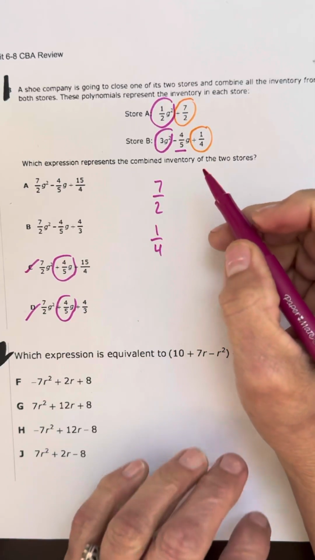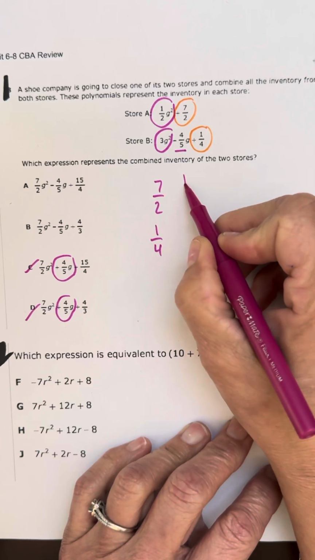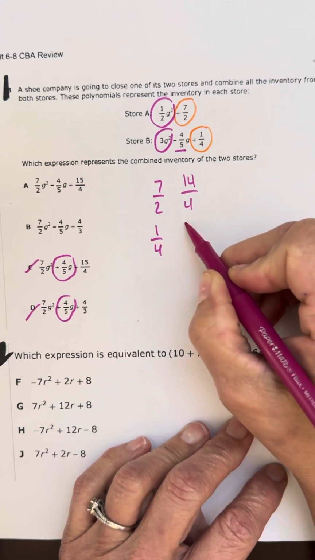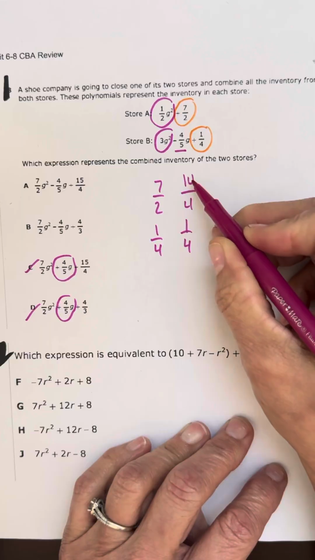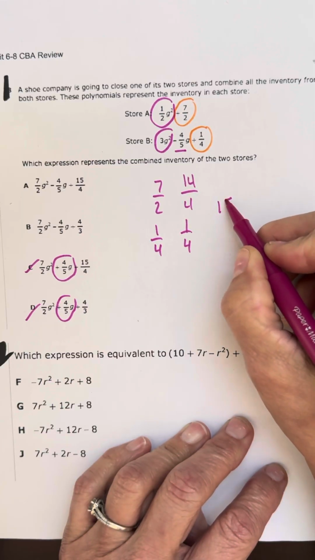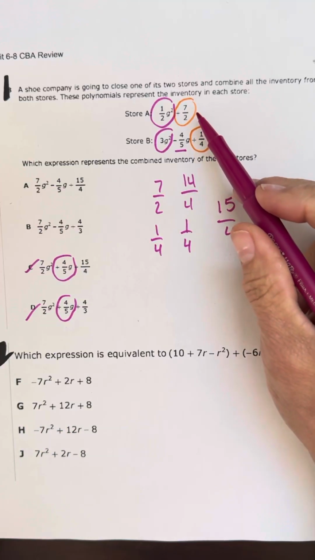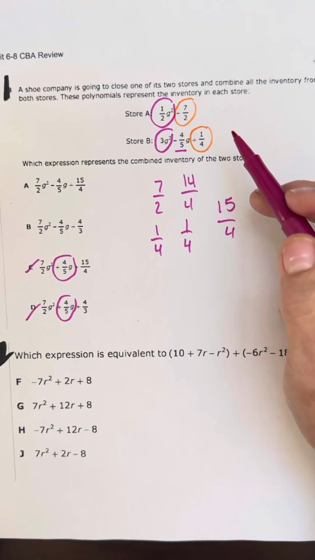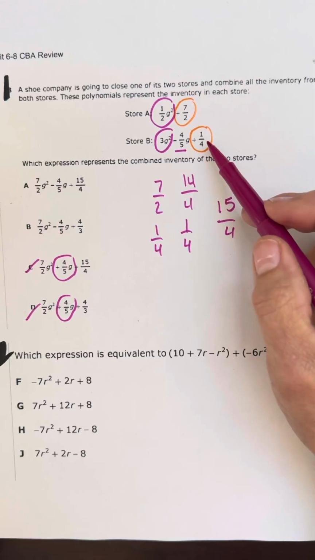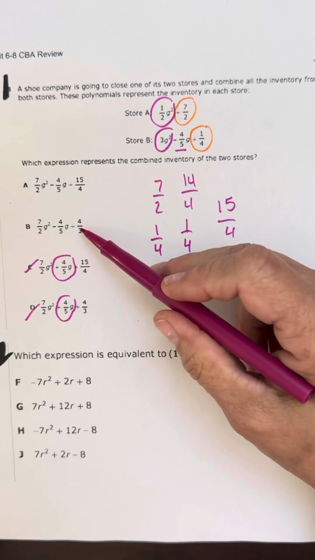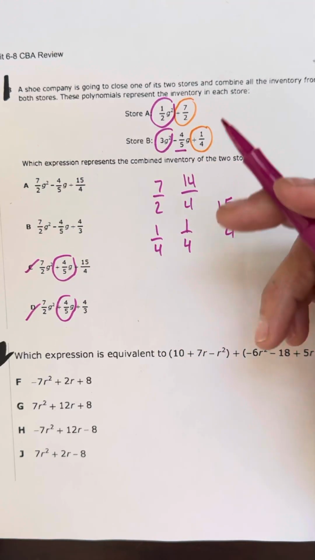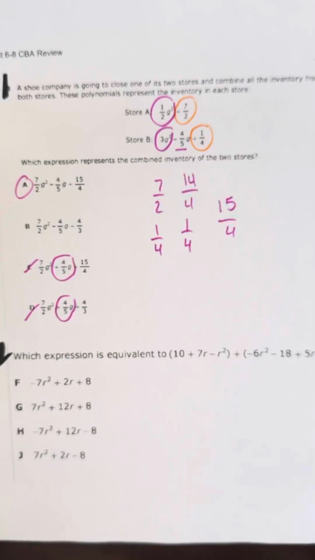So you have to have a common denominator, so it'd be 4. So it'd be 14/4 plus 1/4. 14 plus 1 is 15/4. And of course, you can't take something close to 3 and add to it and get something that's only a little bit over 1. So my answer is A.